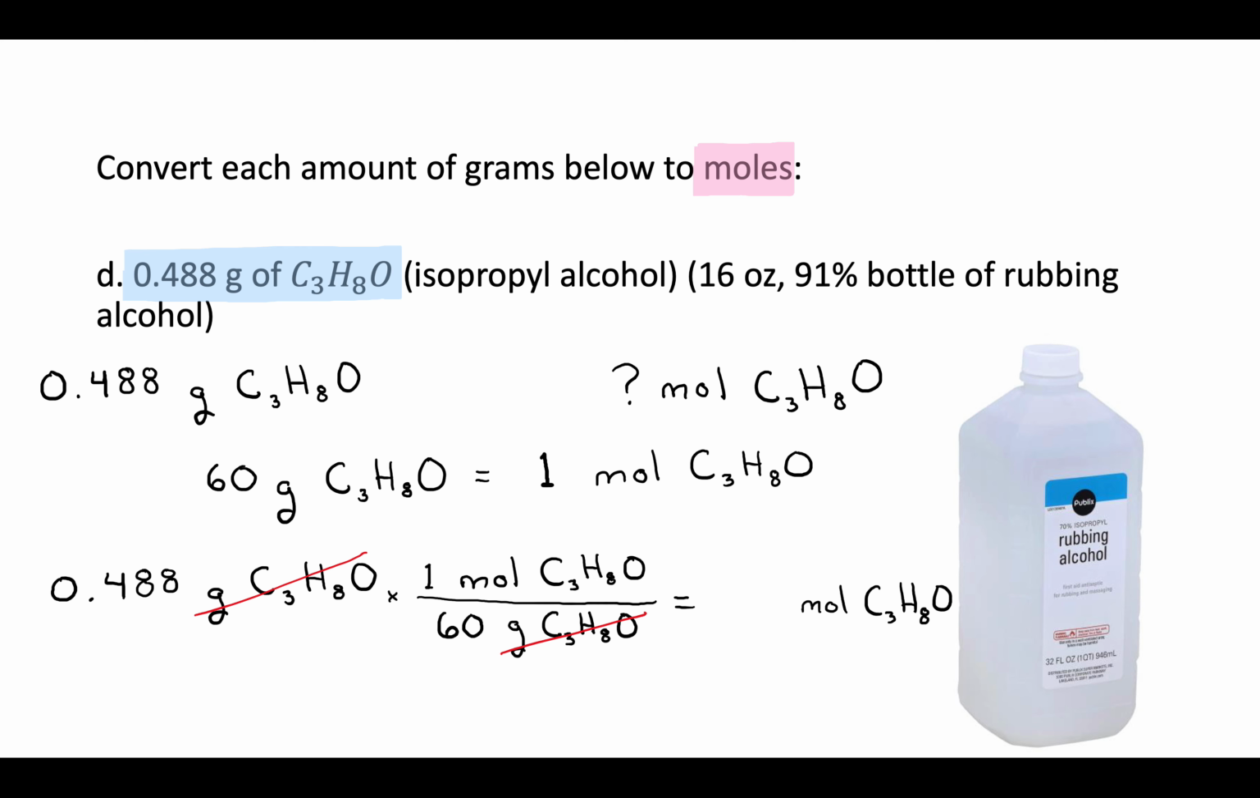Now if you plug this into a calculator, you'll get 0.488 times 1, enter, divided by 60, enter, and that's 0.008 moles of isopropyl alcohol. It's about how much would be in a 16-ounce bottle of rubbing alcohol that you'd get at CVS or Walgreens.